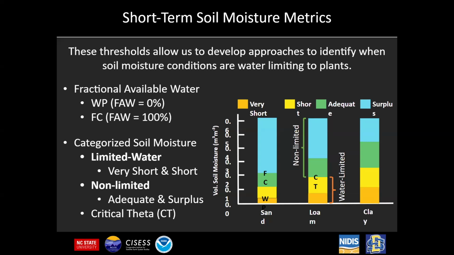In order to distinguish short and adequate, we have to pull out an additional threshold. This is critical theta. And so theoretically, this is the soil moisture value. We're going to get some of the soil physics here. But as you get drier from critical theta, any reductions in soil moisture limit ET. So what I would loosely call the definition of agricultural drought is when you hit CT.